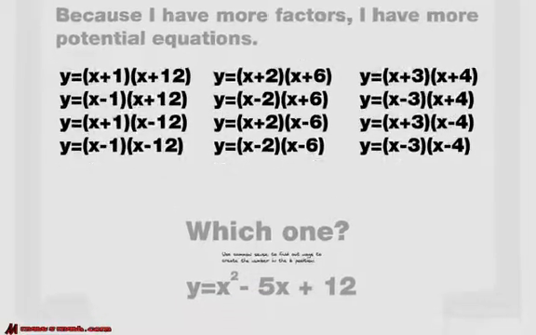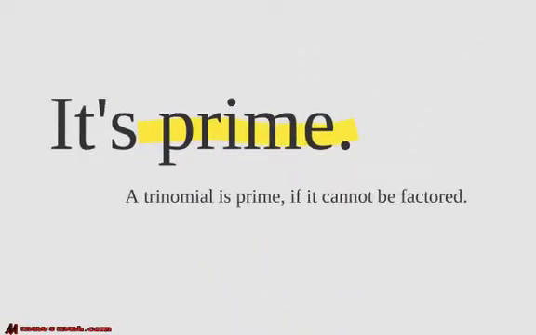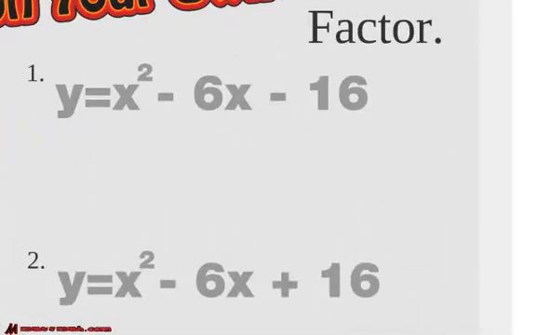Led you through the process, but just wanted to make sure that you know that sometimes trinomials, just as numbers, can be prime. It cannot be factored. A trinomial is prime if it cannot be factored. Just like the number 7 is prime because it can't be factored other than 1 and itself. So trinomials can't be factored too, and they're called prime.